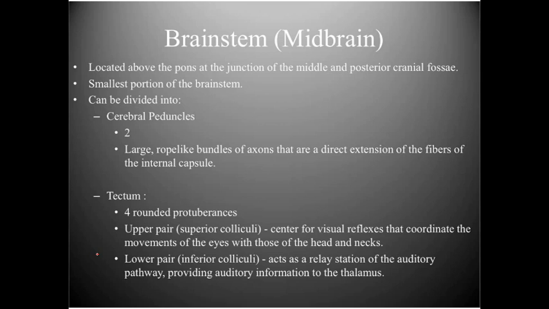The upper pair, or the superior colliculi, a center for visual reflexes that coordinate the movements of the eyes with those of the head and neck. So basically, the superior colliculi of the tectum are in charge of making the eyes coordinate their movement with the way the head is actually moving. The lower pair, or the inferior colliculi, acts as a relay station for the auditory pathway, providing auditory information to the thalamus. So definitely know this point as well.